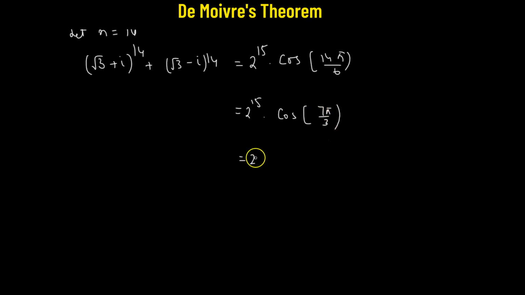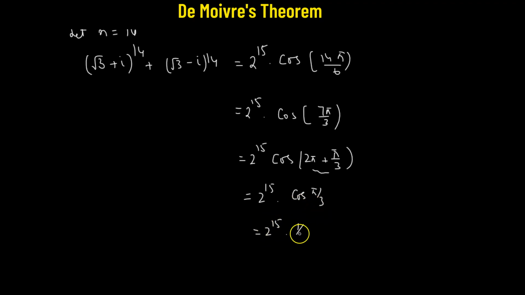Now cosine of 7 pi over 3 can also be expressed as cosine of 2 pi plus pi over 3, which gives us 2 raised to the power of 15. Now cosine of 2 pi plus pi over 3 is simply cosine of pi over 3, and 2 pi plus pi over 3 means we are in the first quadrant where all trigonometric functions are positive, so cosine is also going to be positive. And we know cosine of pi over 3 is 1 over 2. So our final value is going to be equal to 2 raised to the power of 14.